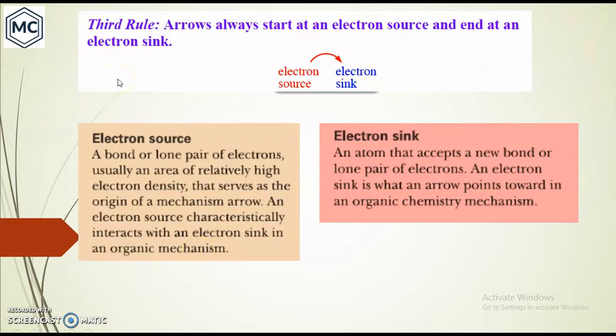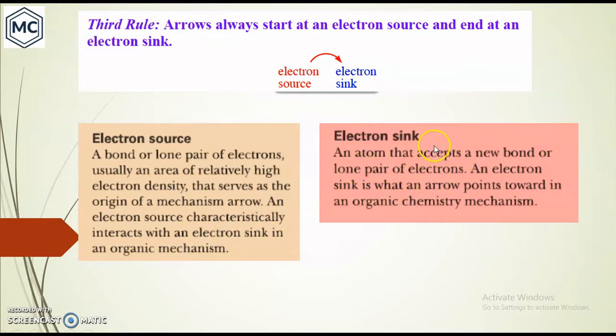So, third rule: arrows always start at an electron source and end at an electron sink. So what is meant by electron source? An electron source means a bond or a lone pair of electrons, usually an area of relatively high electron density, that serves as the origin of the mechanism arrow. So an electron source characteristically interacts with an electron sink in an organic mechanism.